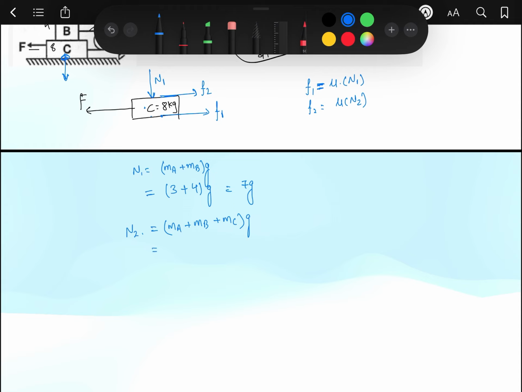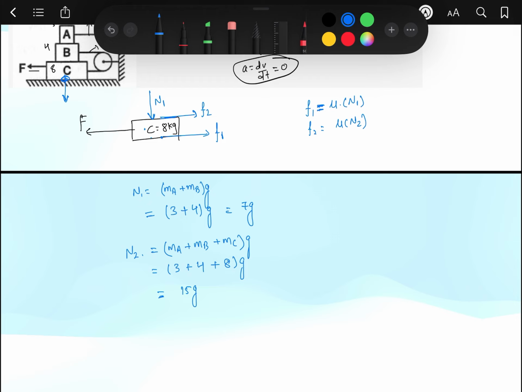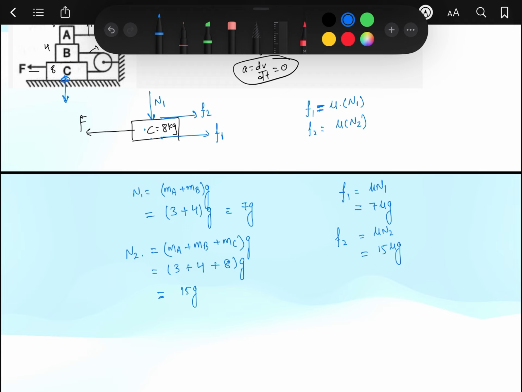So I can put the values here. Mass of A is 3 plus mass of B is 4 plus mass of C is 8, into g. That is 4 plus 3, 7, plus 8, 15. So it will be 15g. So here I can find the values: F1 will be equal to mu into N1, that is equal to 7 mu g. Similarly, F2 will be equal to mu into N2, that is equal to 15 mu g.